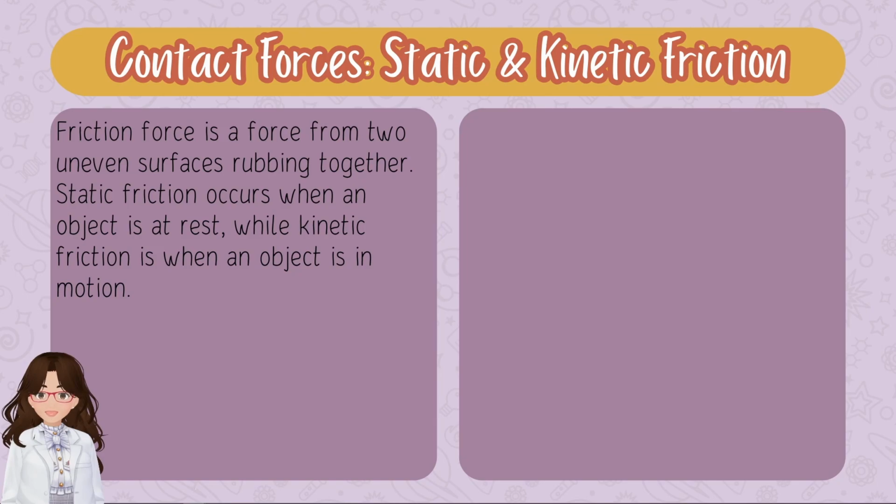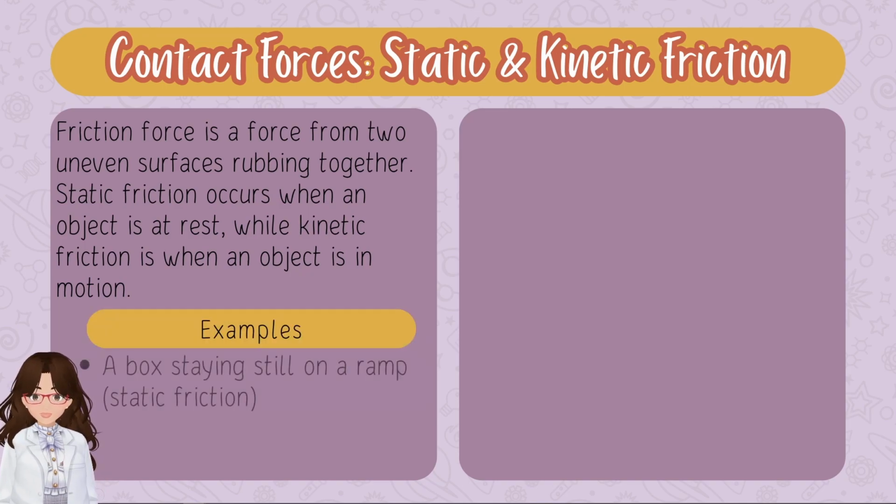Our next force is going to be looking at static and kinetic friction. We'll distinguish the difference between the two as well. Friction force is a force between two uneven surfaces rubbing together. Static friction occurs when an object is at rest and it's preventing motion from happening, while kinetic friction is when an object is in motion, but again, the friction is just battling that motion.